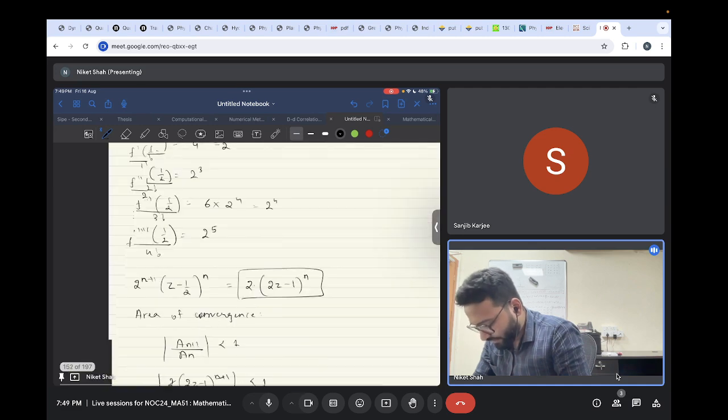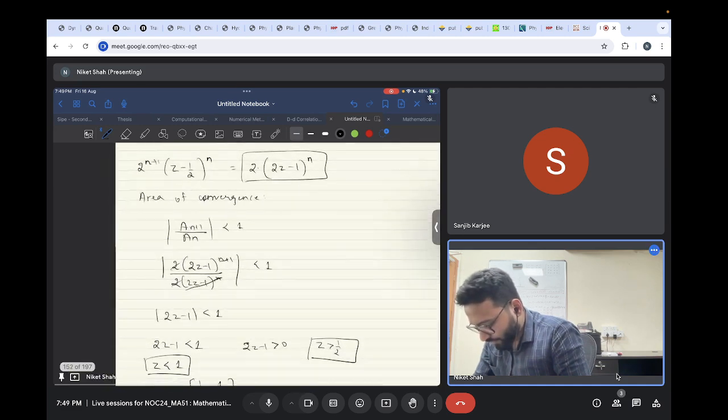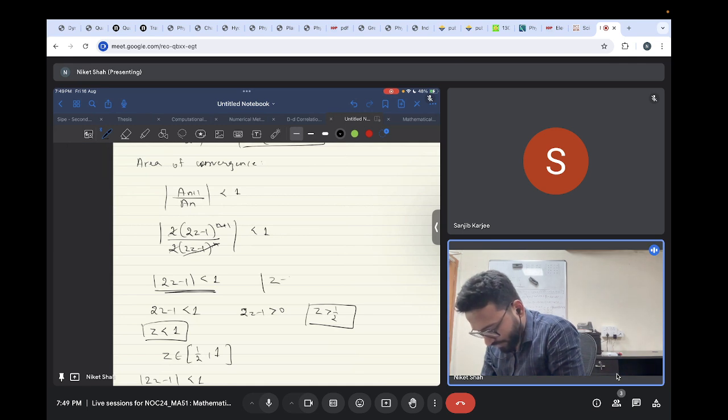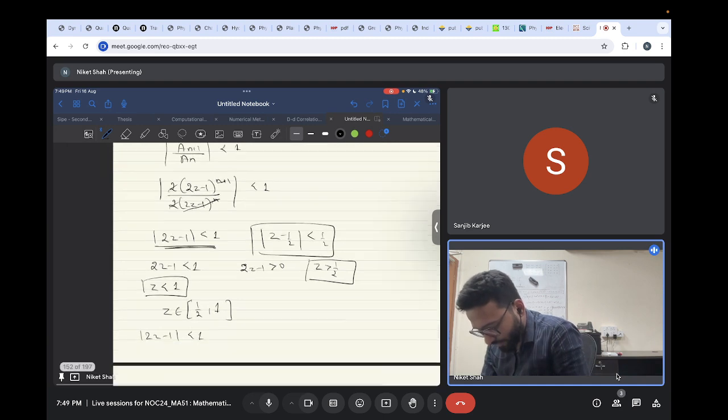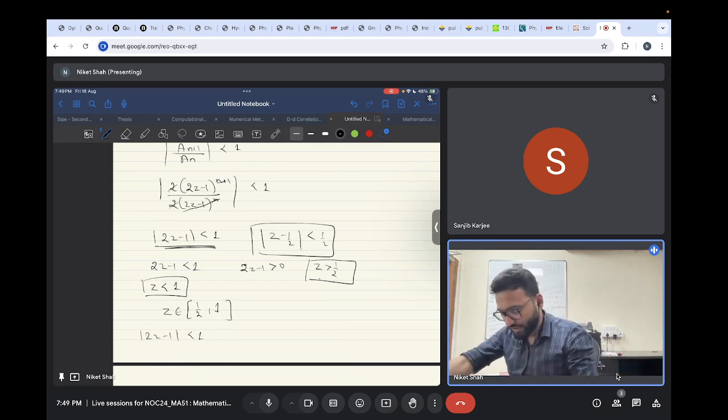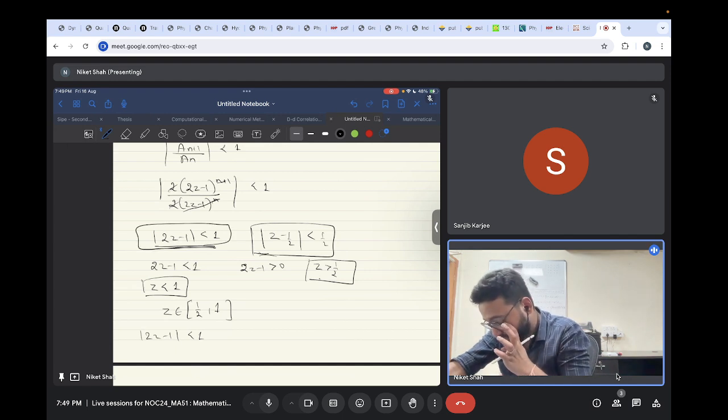Okay, this is the range that we're getting, the whole range. But what we want is just this mod of 2z minus 1 less than 1. So if I take just 2 outside, mod of z minus half is less than half. Here what we did is we got mod z ranges. So basically it should lie within the circle. That kind of range we try to get. But mod z minus half less than half is a justified thing. That's what we got here itself, at this stage itself.